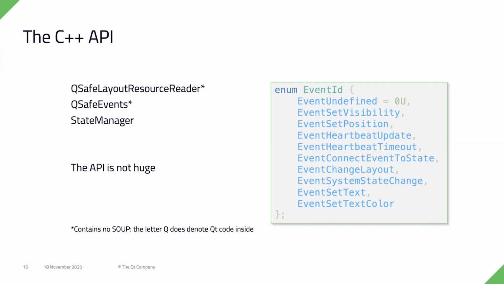It's fairly simple. In Qt Safe Renderer 1.1, we have these event IDs: visibility, position, the heartbeat. You can send the heartbeat from the main UI to the safe UI to tell it when the main UI is working. There are various other things too. You can change the layout, you can change the system state, and so on.